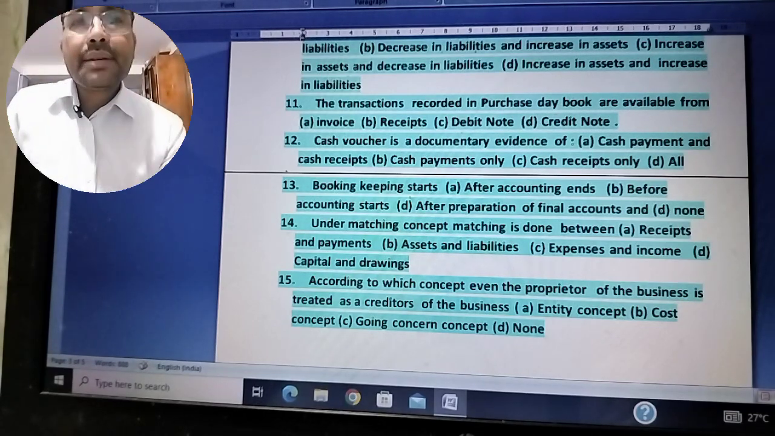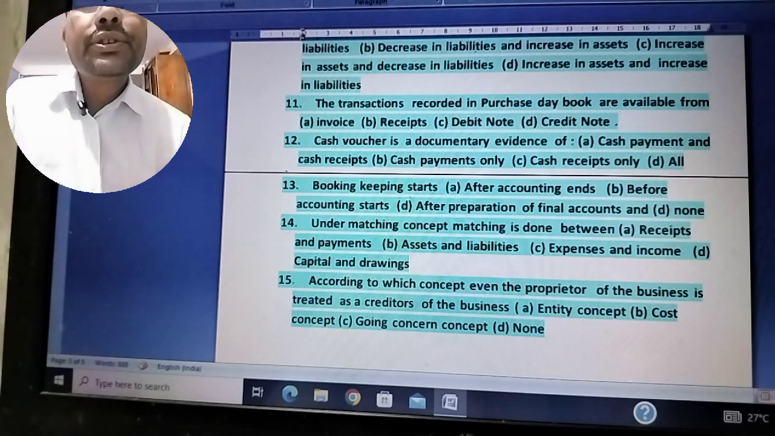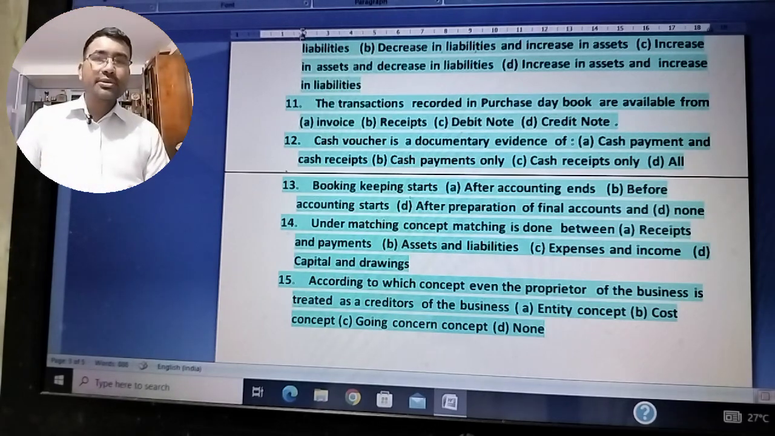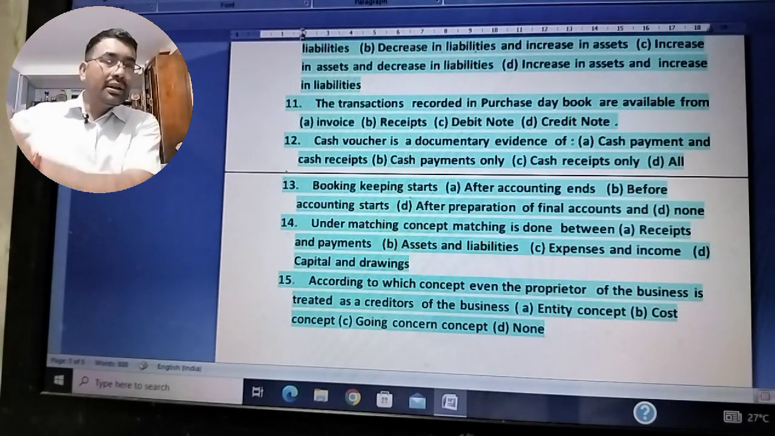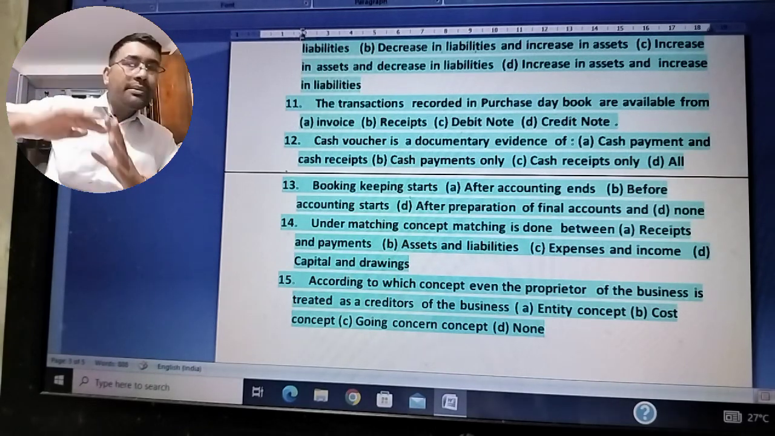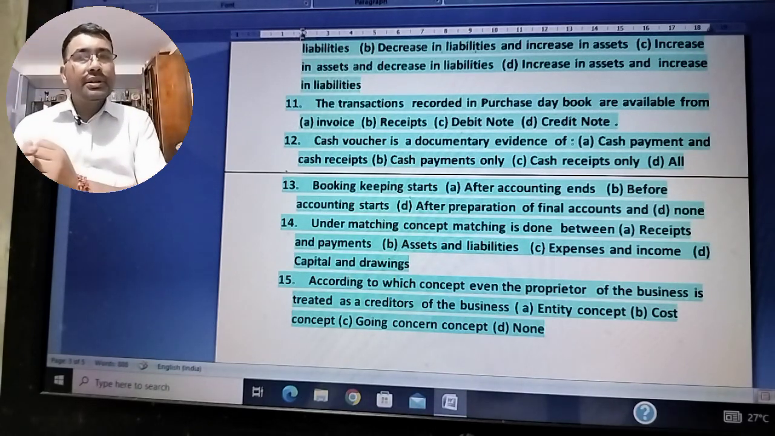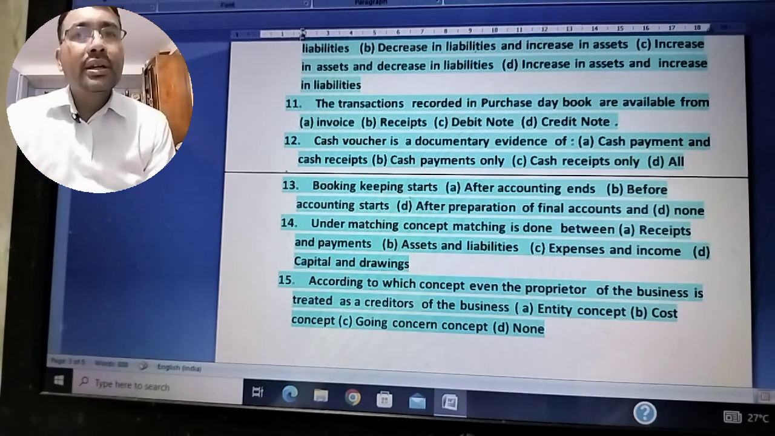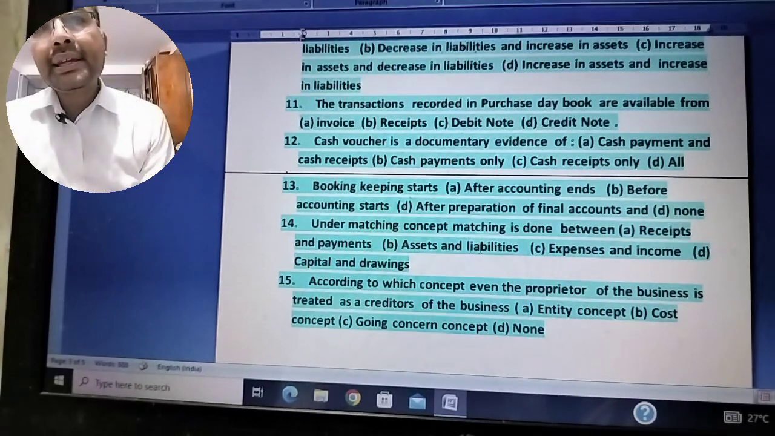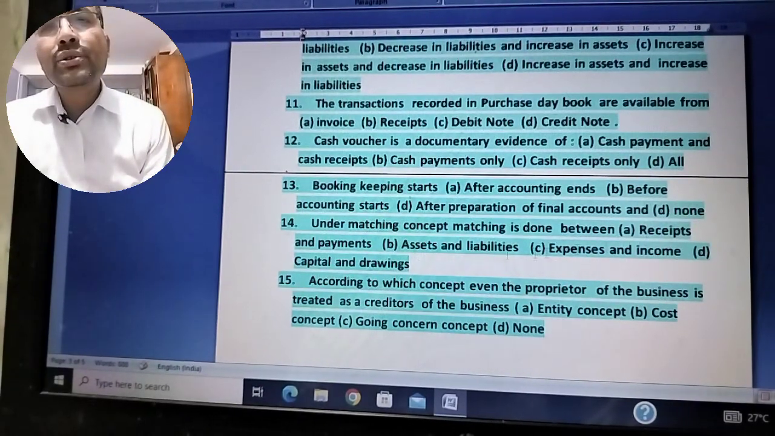Okay, question number 14. Under matching concept, matching is done between receipts and payments, assets and liabilities, expenses and income, capitals and drawings. What is matching concept? According to matching concept, in order to find out the correct profit, we have to match the current year income with the current year expenses, whether paid or payable or received or receivable. So matching concept highlights the matching of expenses and income, not assets and liabilities or receipts and payments.